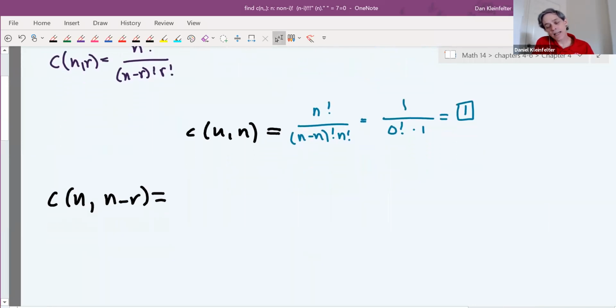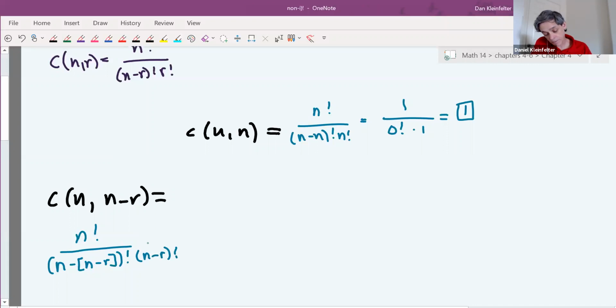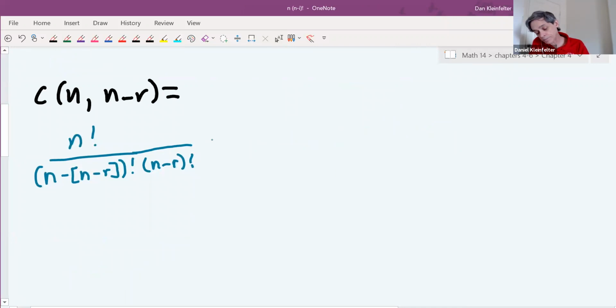Okay, so let's try the next one. This next one will take maybe a little bit more care, but we'll try. So we'll have n factorial, and we're trying to take n minus r objects. So that will be down below. We'll have r factorial, but this time instead of an r, in place of it, we have n minus r, and then we'll have n minus r factorial. Okay, so now this will take some simplification.